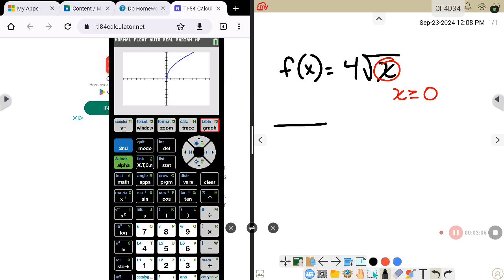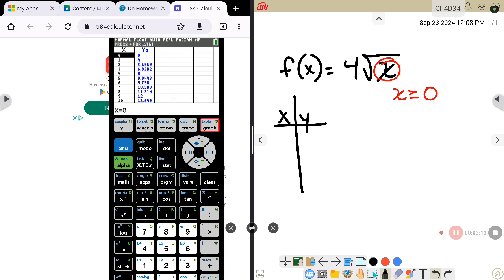And then let's look at a couple more points. So I'm going to go to the table. So second table, and look at some points. So it starts at 0, 0. Look what happens in your table when your x is less than 0. You get those error messages because the graph simply does not go to where the x's are negatives. So I have a point at 0, 0, a point at 1, 4, and a point at 4, 8.